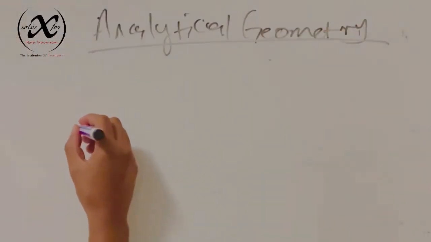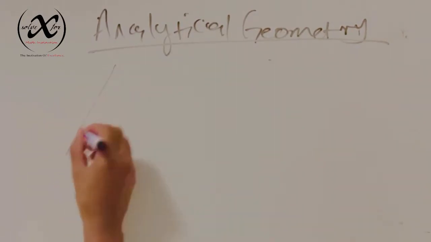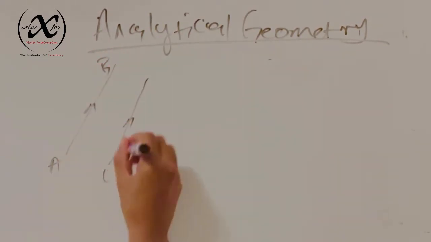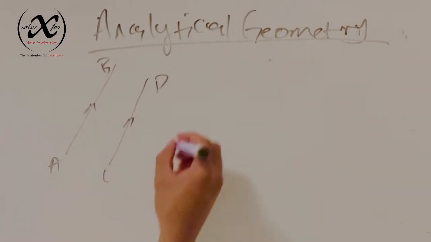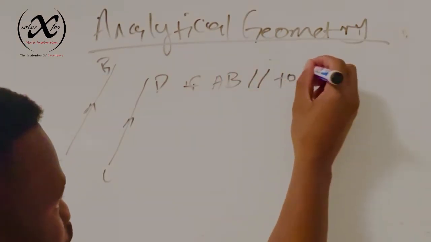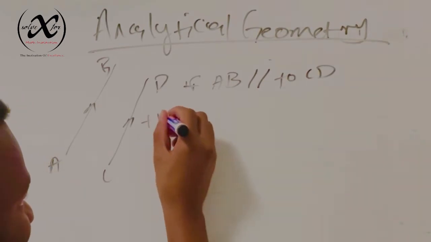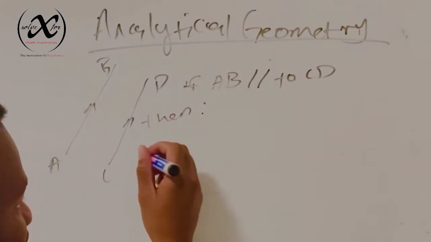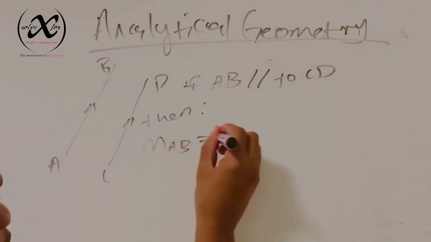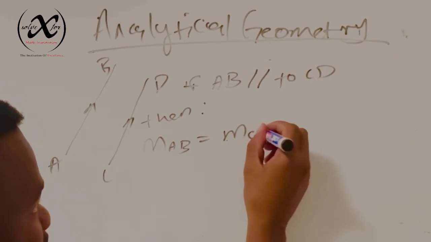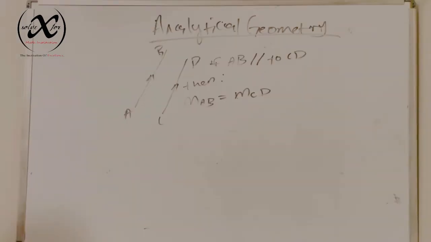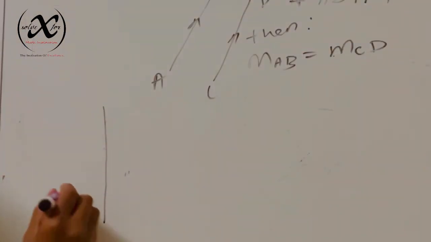So you have parallel lines, A, B, C, D. With parallel lines, we say if AB is parallel to CD, then the gradient, m for gradient, of AB equals the gradient of CD. You might ask yourself, how is this going to help you? So let's say, for instance, you are given something like this.